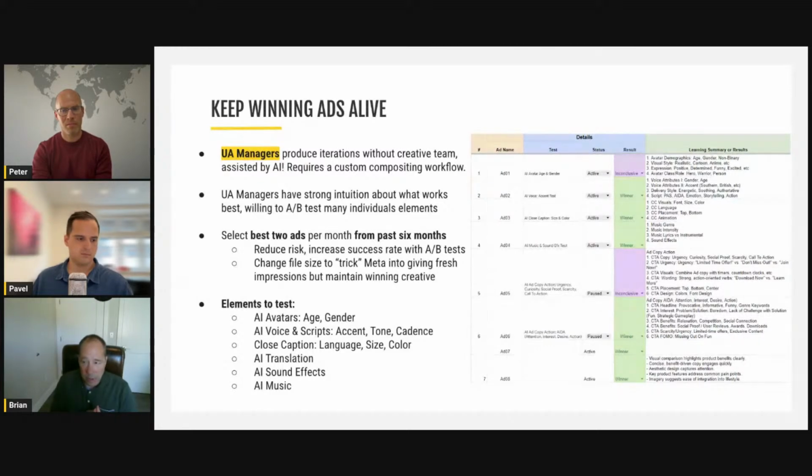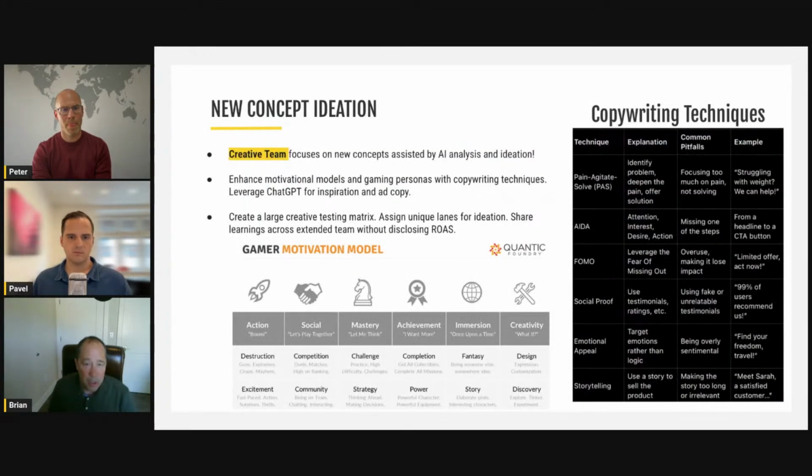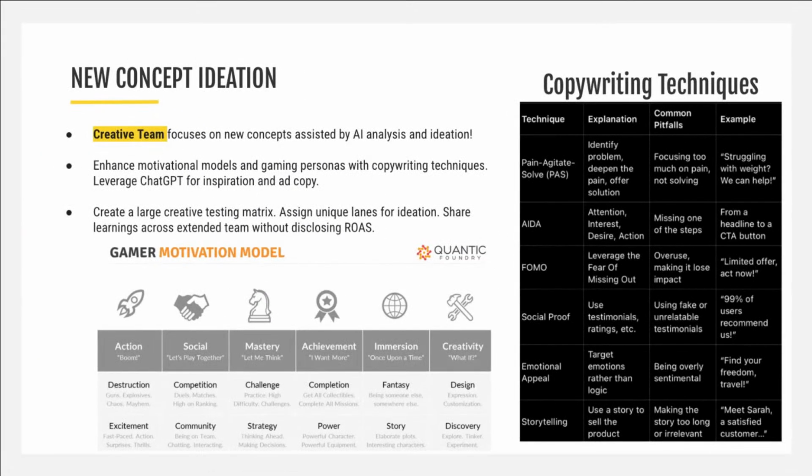And the reason you're doing that, if we can go to the next slide, is you want to give the creative team the ability to focus on new ideas. And new ideas are extremely difficult to do, right? 5% succeed, 95% fail. So what can we do and how do you use AI to breathe life into these?